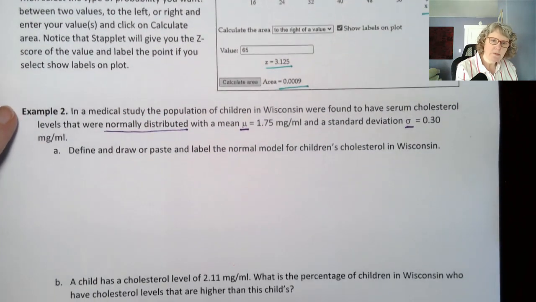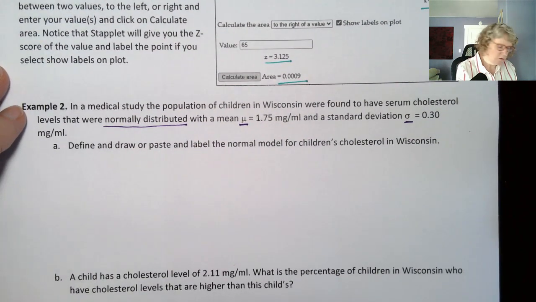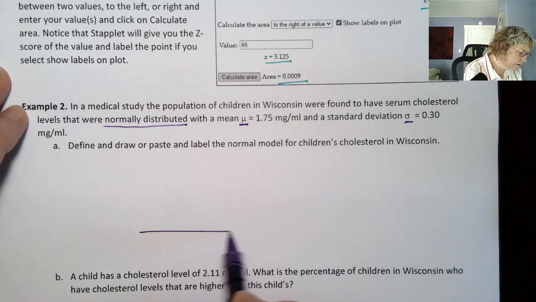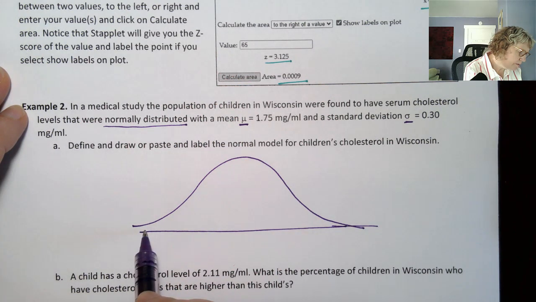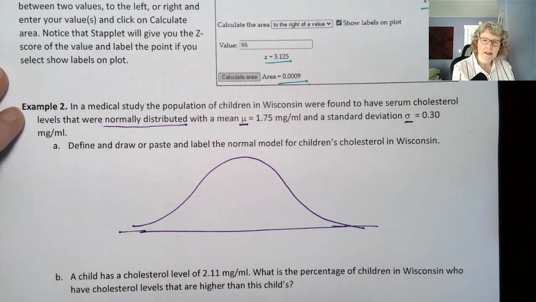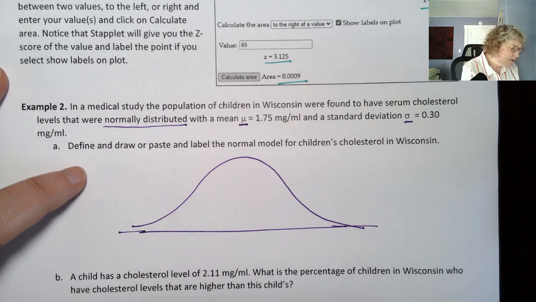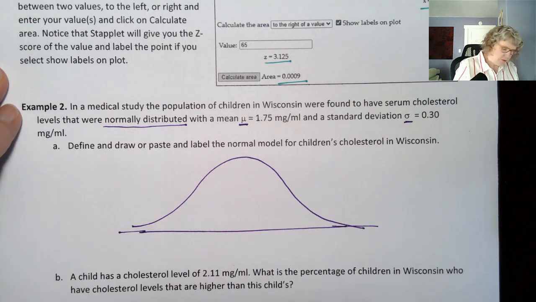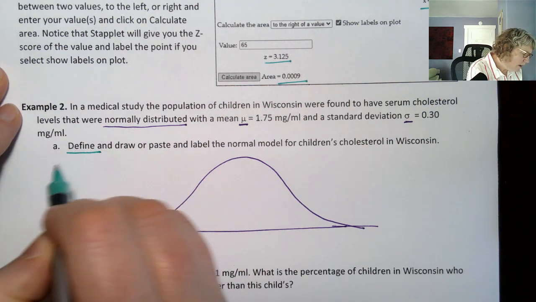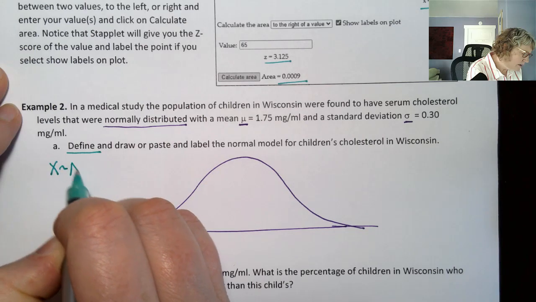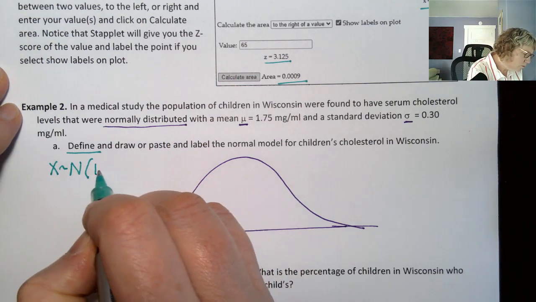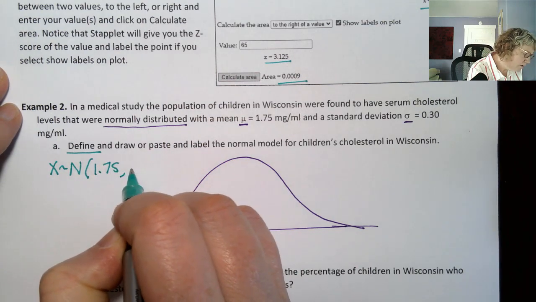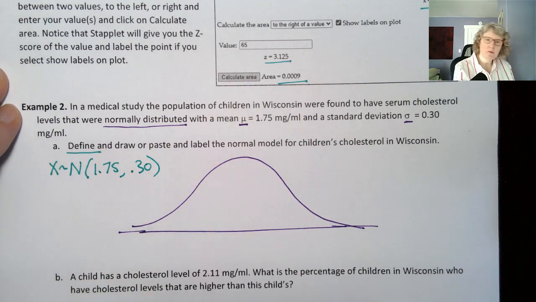Okay, now if you were typing your notes, you could copy and paste this from Statlet. I'm going to draw it. And just draw. It doesn't have to be perfect, so just kind of estimate your normal curve there. So the define, let me use a different color for define. So the define is x is distributed as normal, parenthesis, we write in our mean and our standard deviation. So 1.75, comma, 0.3, or 0.30.